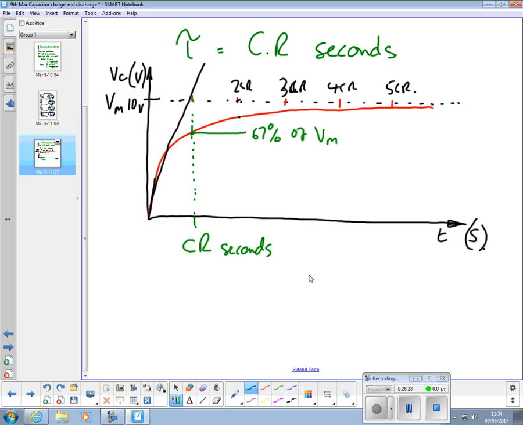What you'll find through calculation is that it's certainly over 99.5% of its VM by the time you get to 5 time constants. So the rule of thumb is 5 time constants, capacitor is fully charged. In industry, we'd say it's fully charged after 5 time constants.